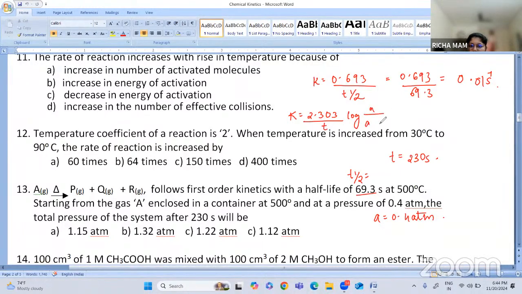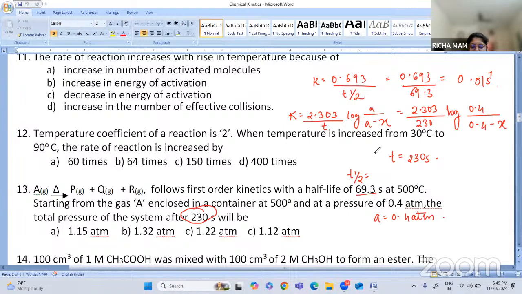Now, using the first order kinetics equation, K is equal to 2.303 by t log of a by a minus x. That is 2.303 by the time taken, so we have to calculate at the time of 230 seconds. Log of, what is the pressure? Initially it is 0.4, and after 230 seconds we don't know, so let me put it as 0.4 minus x.